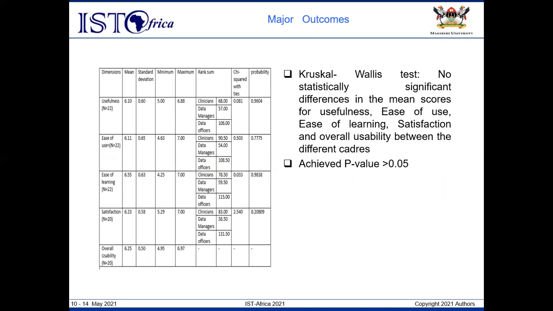And then we ran a Kruskal-Wallis test in Stata, and it showed that there were no statistically significant differences in the mean scores for usefulness, ease of use, ease of learning, and satisfaction, showing a p-value above 0.05. And the users that we did this evaluation with were clinicians, data managers, and data officers, and they were 22 in number.